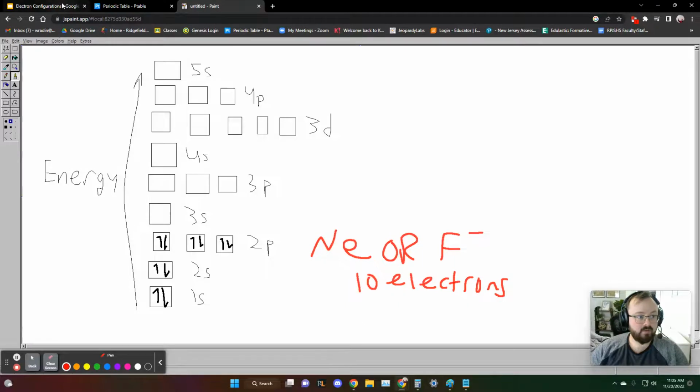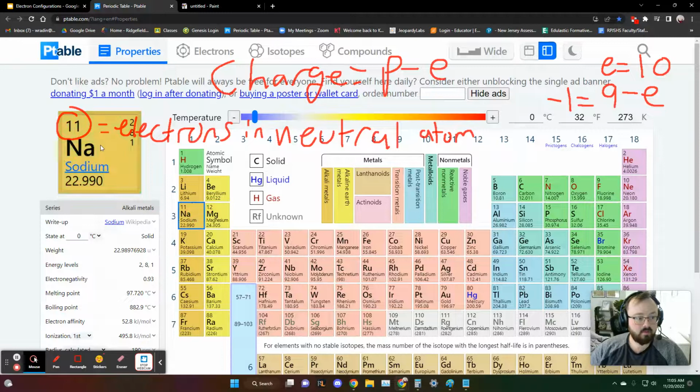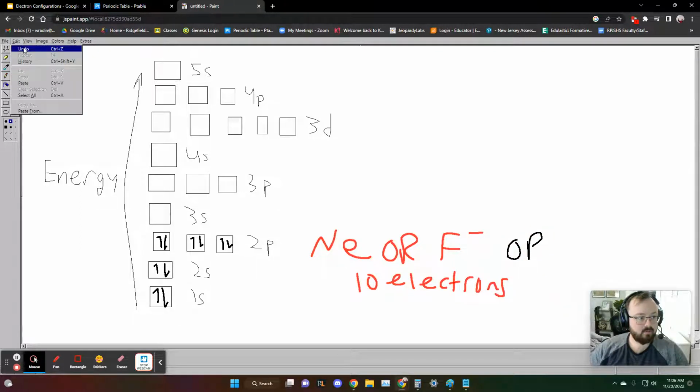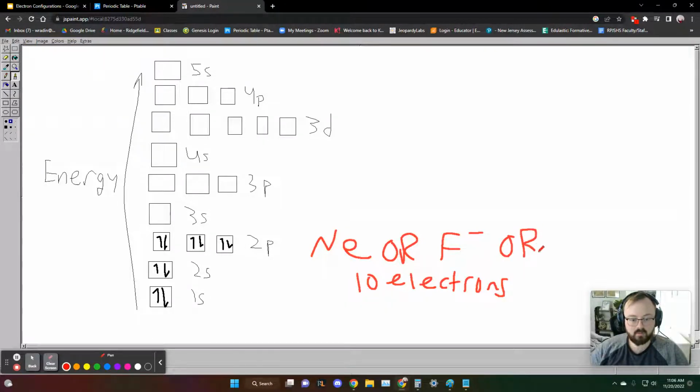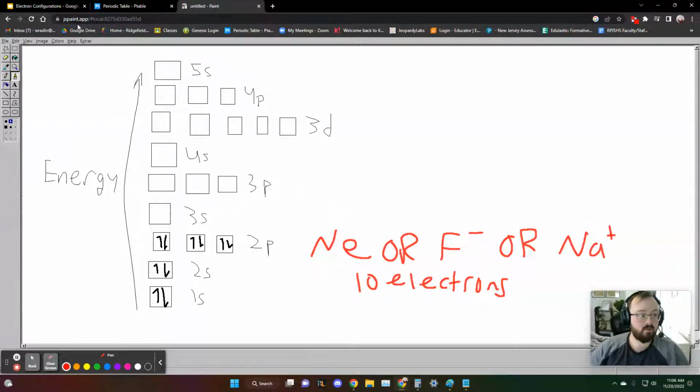So additionally, if I gave you sodium plus, sodium plus also has 10 electrons. So this would also be Na plus. All of these atoms all have 10 electrons. There's a reason for that, which we're going to get into. Okay? So those are the rules for just generally filling up orbitals.